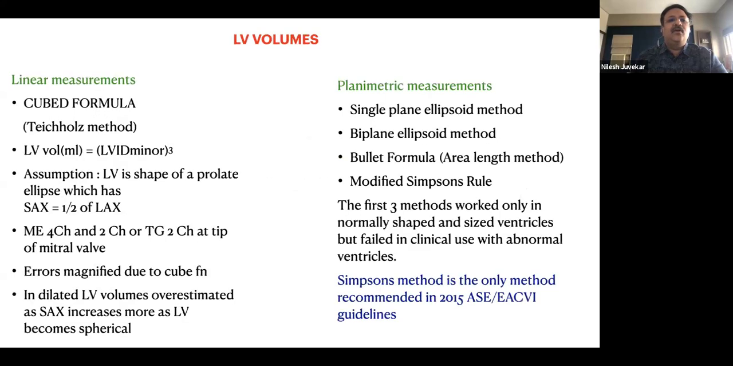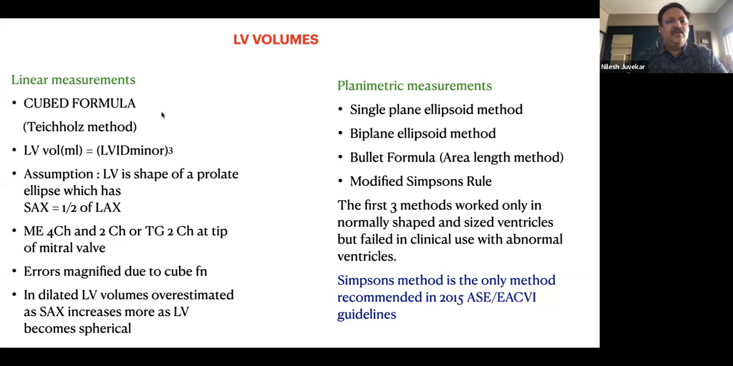So when we do it from the 2D measurement, it can be either the linear measurement or the planimetric measurements. Now, in the linear measurement, the most commonly used is the cubed formula, or what is called as the Teichholz method. So this particular measurement is based on an assumption that the left ventricle is the shape of a prolate ellipse in which the short axis is half of the long axis. So this is an assumption which has been made.